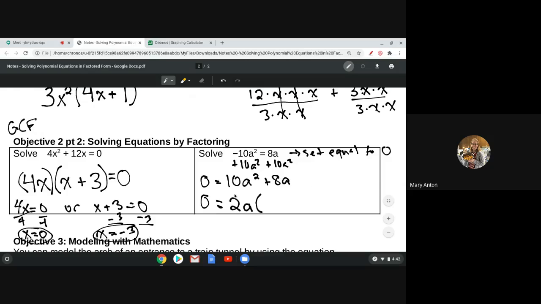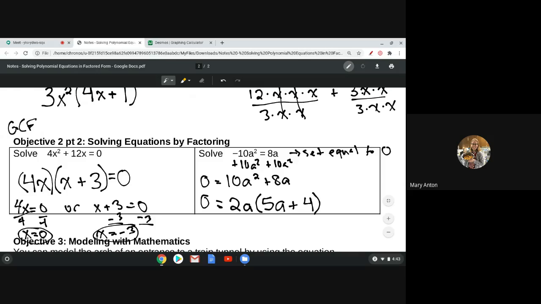So if I factor out a 2 from this 10, we're left with a 5, because 5 times 2 is 10. If I factor out an a out of this a squared, we're left with 1a plus 8a. So if I factor out a 2 from this 8, we're left with a 4, because 4 times 2 is 8. And if I factor out an a from this, it's only 1a, so we're just left with 1, so that means we're done here.